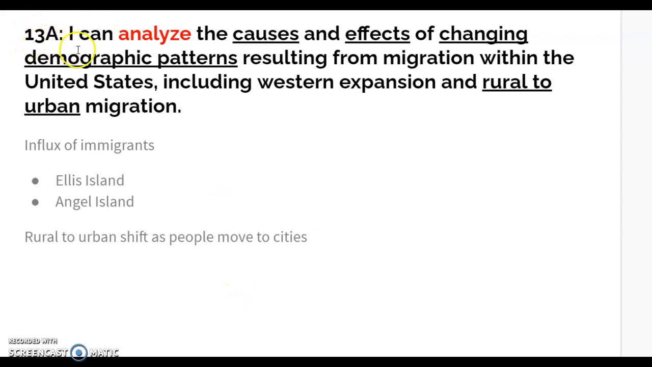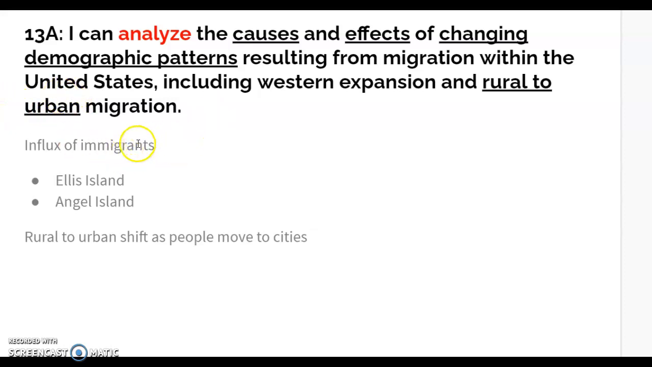Okay, Standard 13A states, I can analyze the causes and effects of changing demographic patterns resulting from migration within the United States, including Western expansion and rural to urban migration. So here you're looking for the causes and the effects of why populations are shifting from one place to another in the United States. And we're specifically going to look at rural to urban. So rural being farms, farm areas, small little towns, to urban, urban being cities.